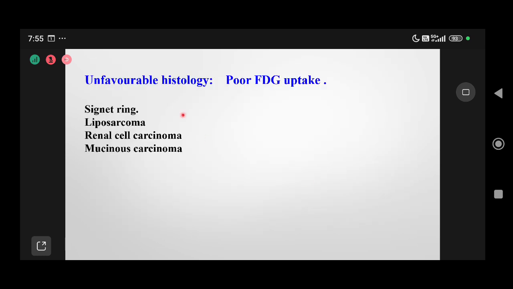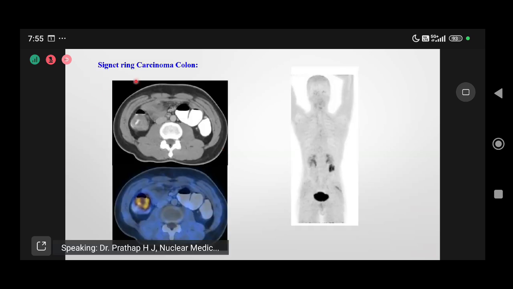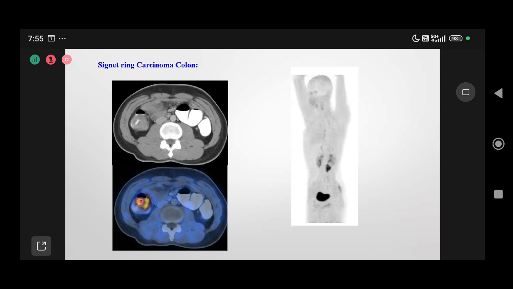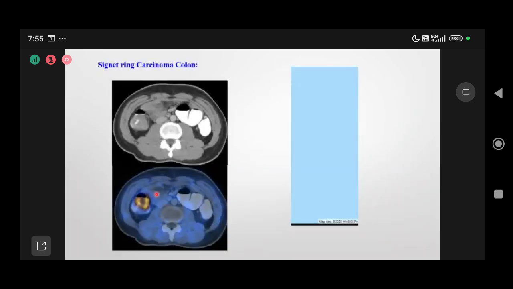And also the unfavorable histology for FDG, where there was poor FDG effect, like signet cell carcinoma, liposarcoma, renal cell carcinomas, few of the mucinous carcinomas, take up very good FAPI uptake. For example, this is the signet ring carcinoma of colon, where we can see very well FAPI uptake. And also a good thing about this FAPI imaging is there is no physiological bowel activity which we see in FDG PET scan. Therefore, there is very good contrast imaging which happens with the FAPI.